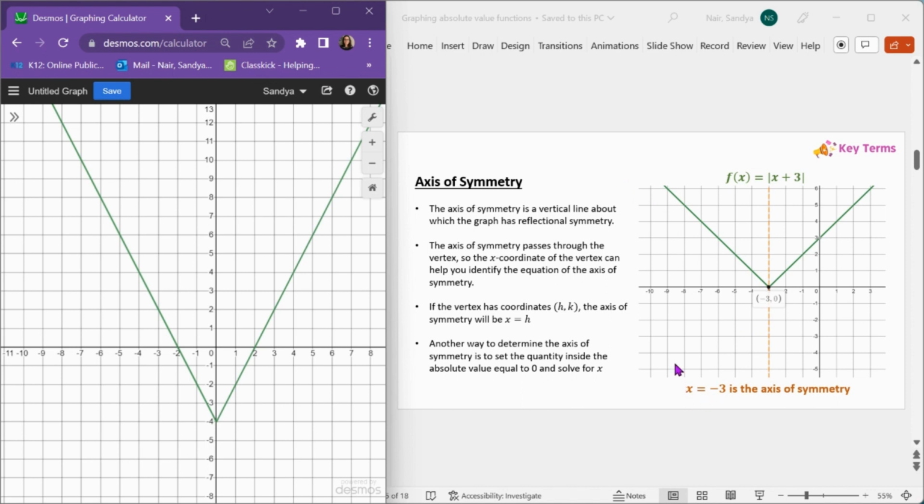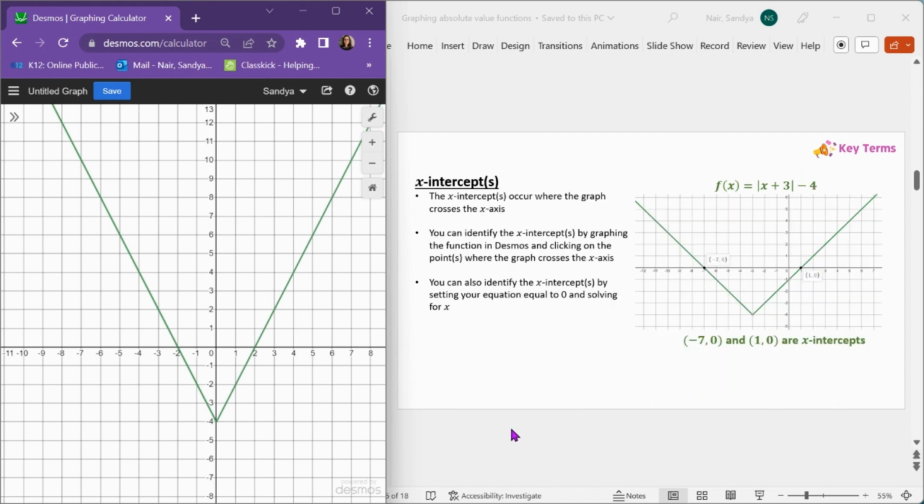Another way that you can figure out the axis of symmetry is to take the expression that's inside the absolute value and set it equal to 0 and solve for x. So for example, if I say x plus 3 equals 0 and then I solve for x, I would also get x equals negative 3.